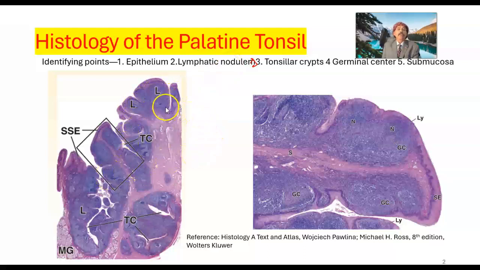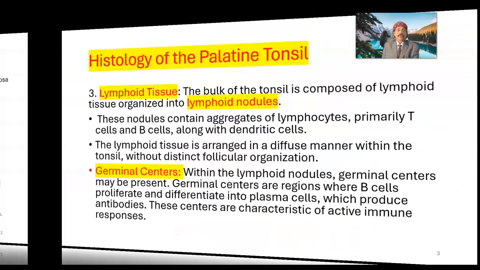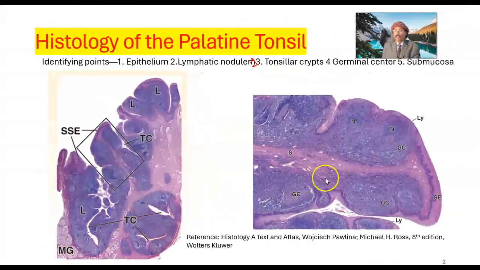Okay, the lymphatic nodules usually contain the germinal center. In the center of the lymphatic nodule, you will get the germinal center. It has a lighter color than that of the periphery, because the germinal center is the site of lymphocyte production, and the lymphocytes there are lighter because they have more cytoplasm than that of the mature lymphocytes at the periphery.